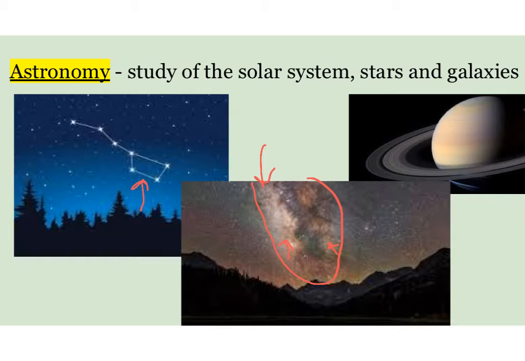And then finally, the picture on the far right here, this is Saturn, our planet Saturn. This is one of the 8 planets in our solar system.